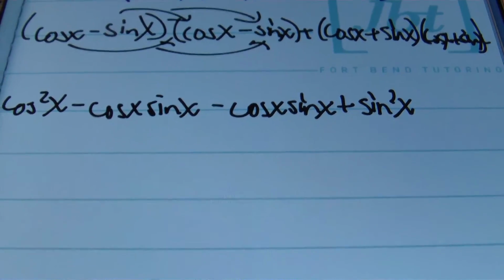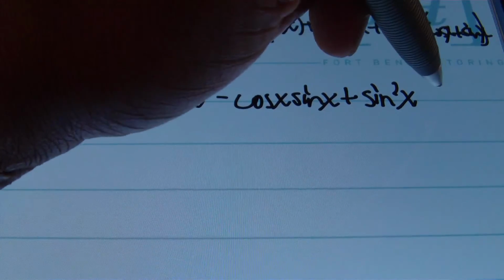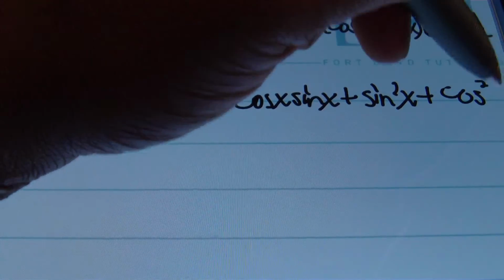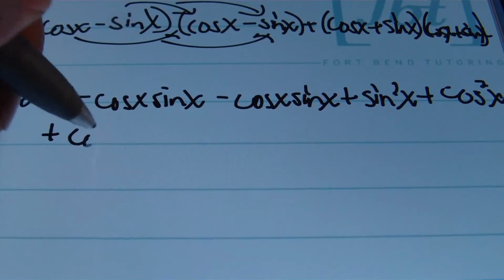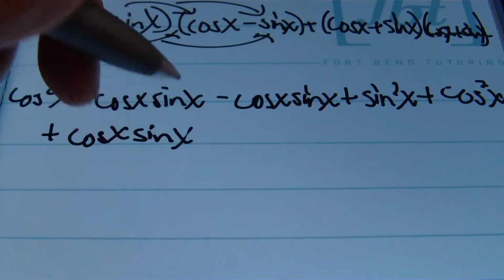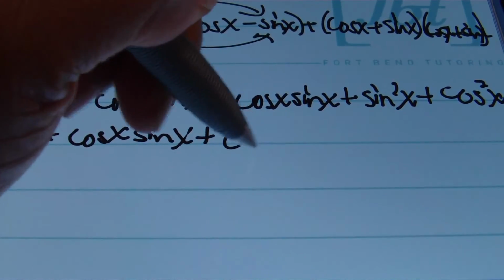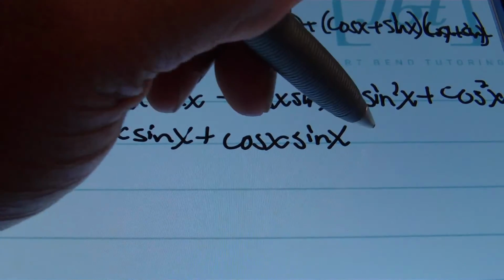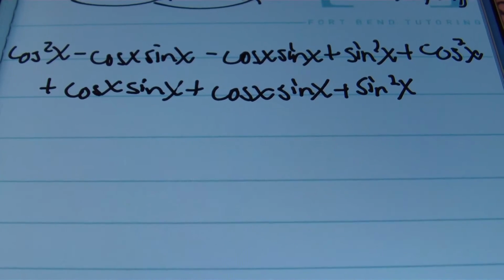But we're not done, because we have these other binomials here that need to be multiplied out as well. So we continue with cosine x times cosine x, which gives me cosine squared x. Then cosine x times sine x is positive cosine x sine x. Then I also have sine x times cosine x to give me another cosine x sine x. And then finally, sine x times sine x gives you a positive sine squared x. And this is going to be the result of multiplying everything together.